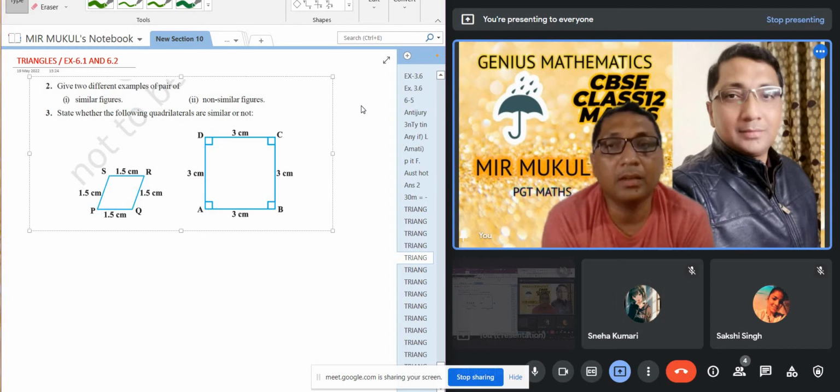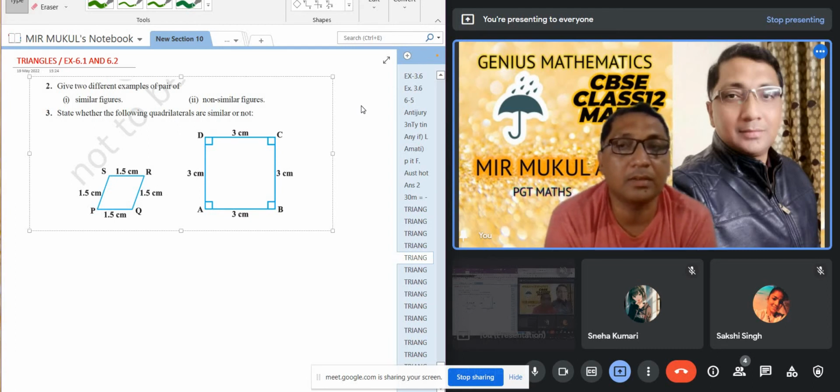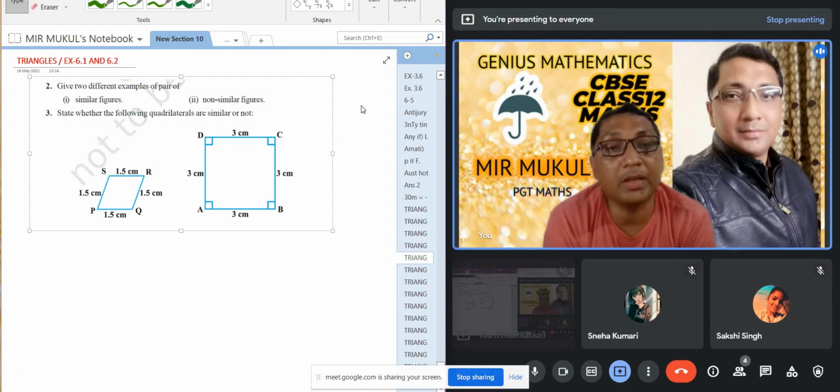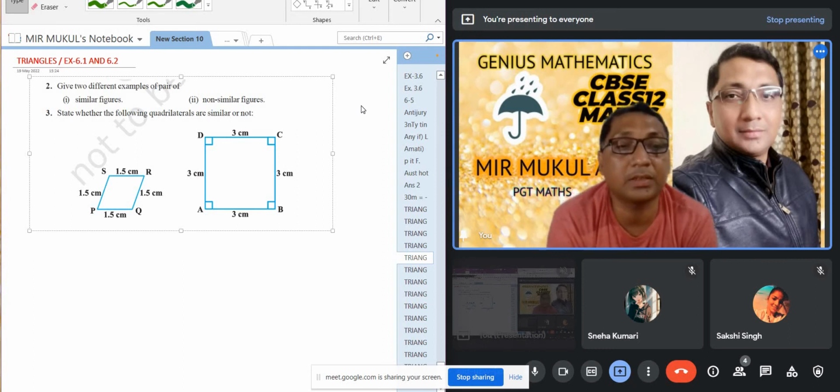For a non-similar figure, one is a triangle, the other is a quadrilateral. Sir, suppose there are two triangles, they are congruent. So does it mean they are similar too? Good question. All congruent figures will be similar also, but all similar figures will not be congruent. Very nice.